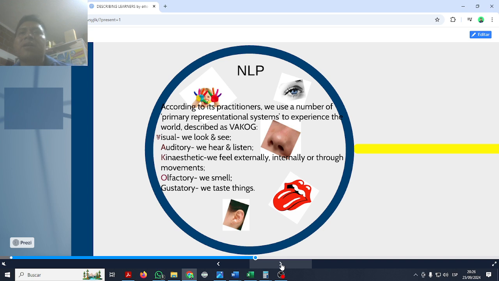And kinesthetic, where we feel externally or internally, or through movement, like dancing, and some students always like this movement part. Olfactory is smell, and gustatory is taste, etc.